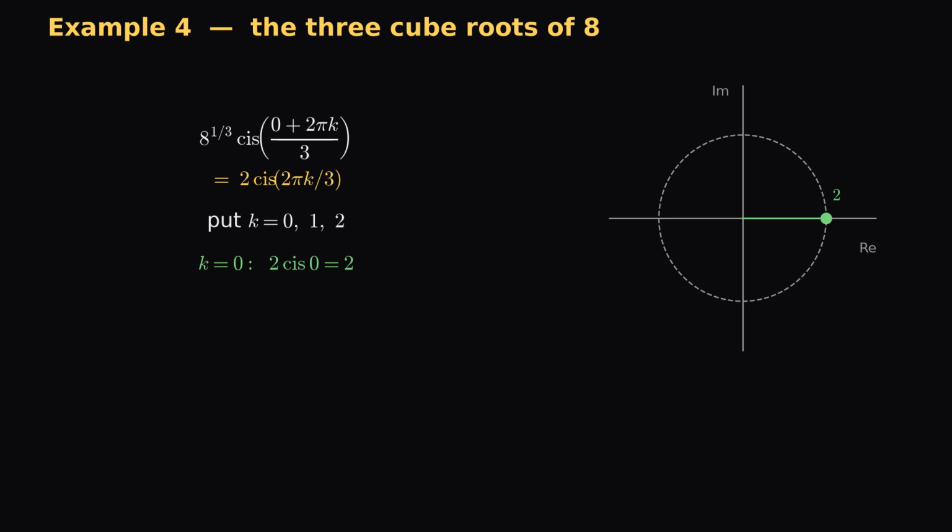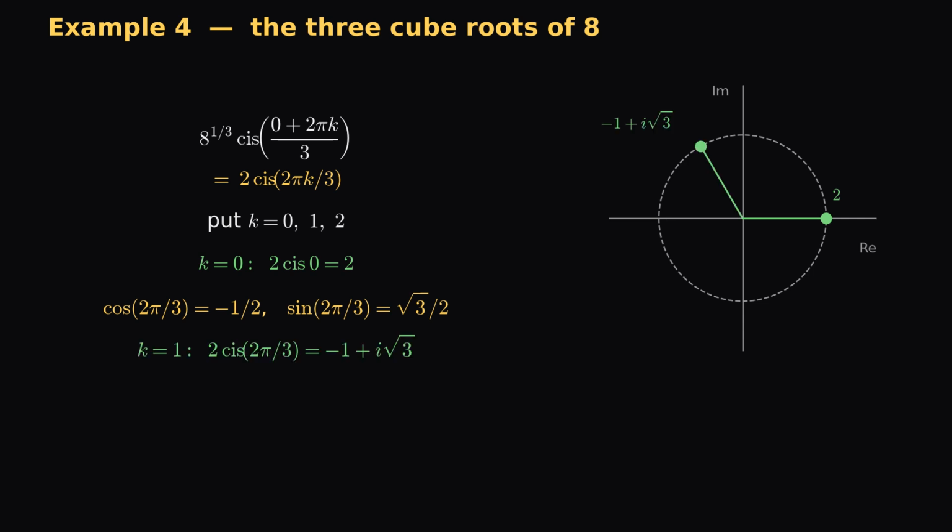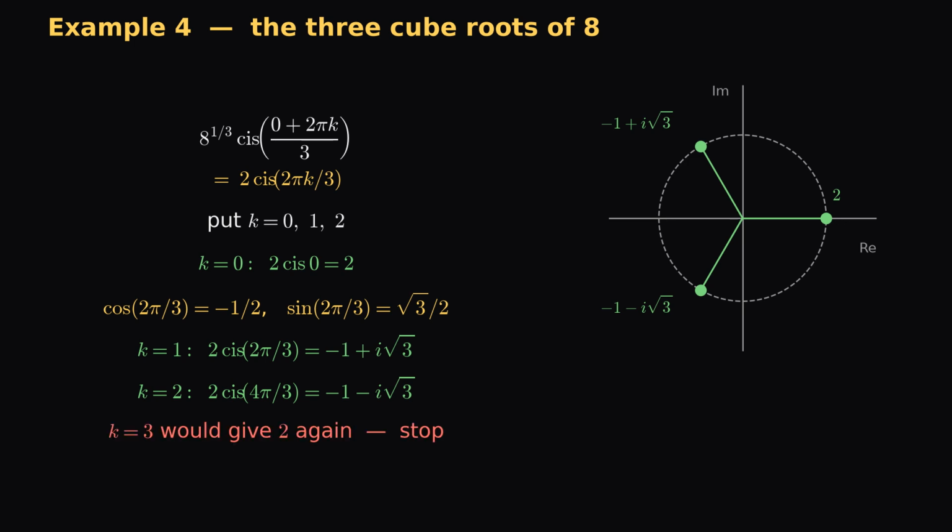K equals 0 gives 2 cis 0, which is 2, the obvious one. K equals 1 gives 2 cis 2 pi over 3. Cos of 2 pi over 3 is minus a half, and sine is root 3 over 2. So that is minus 1 plus i root 3. K equals 2 gives 2 cis 4 pi over 3, which is minus 1 minus i root 3.